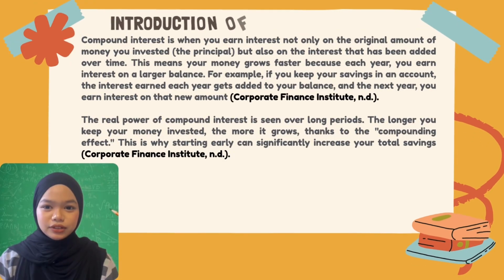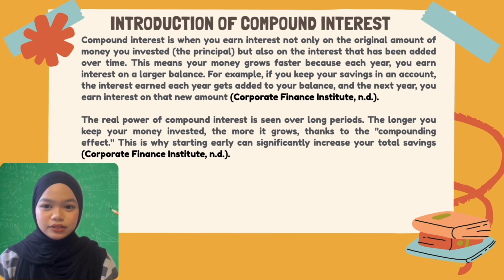The first one is the introduction of compound interest. Compound interest is when you earn interest not only on the original amount of the money you invested, the principal, but also on the interest that has been added over time. This means your money grows faster because each year you earn interest on a larger balance.